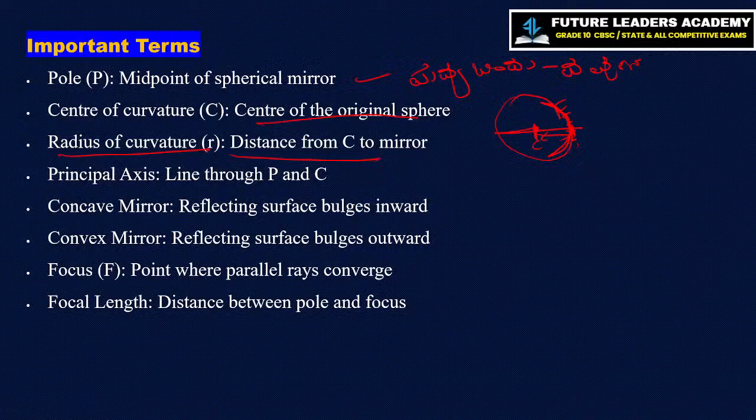Principal axis: the line through C to P. We will call it as a principal axis. Then concave mirror, reflecting surface bulges inwards.